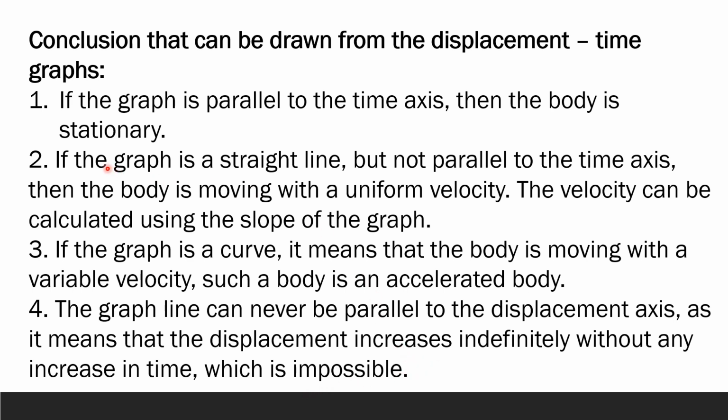Let us revise once. If the graph is parallel to the time axis, then the body is stationary. If the graph is a straight line but not parallel to the time axis, then the body is moving with a uniform velocity, and we can find the velocity from the slope of the graph. The third case is, if the graph is a curve, the body is moving with a variable velocity. Such a body is an accelerated body.